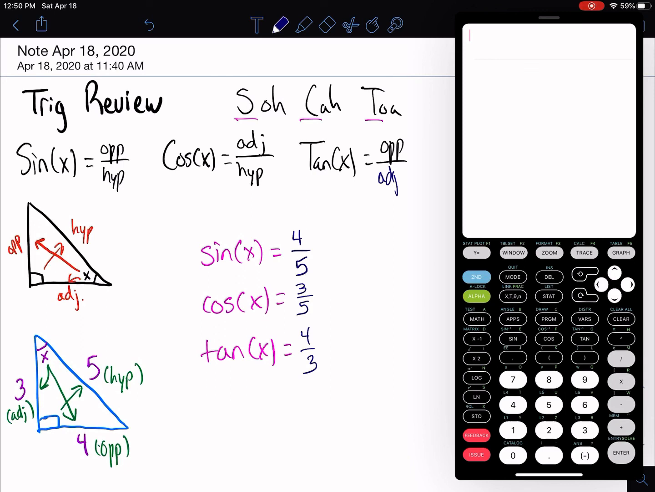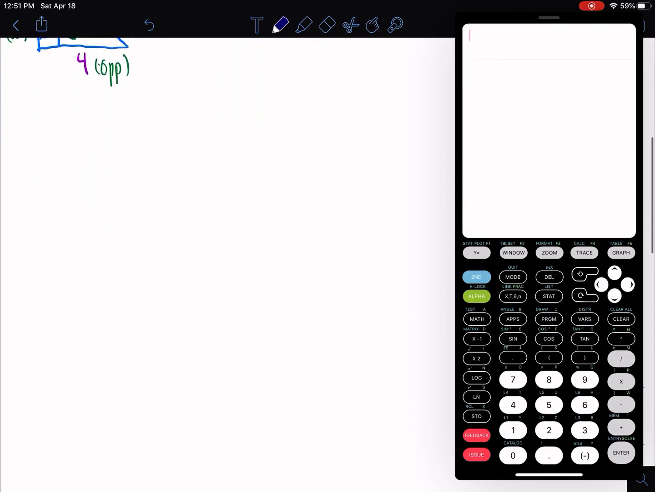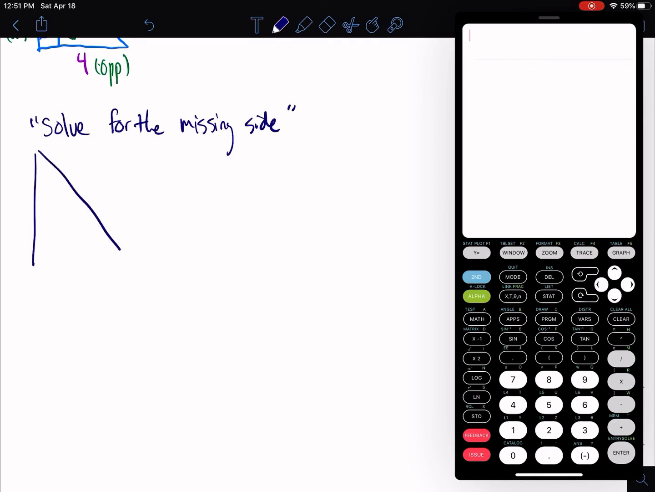Okay, so that was a review of the first part of trig that we looked at, finding the ratio of a triangle, of a trig formula for a triangle. So the next part that we're going to cover is when we solve for a missing side. Okay, so solving for the missing side. So again, we have to start off with a right triangle.